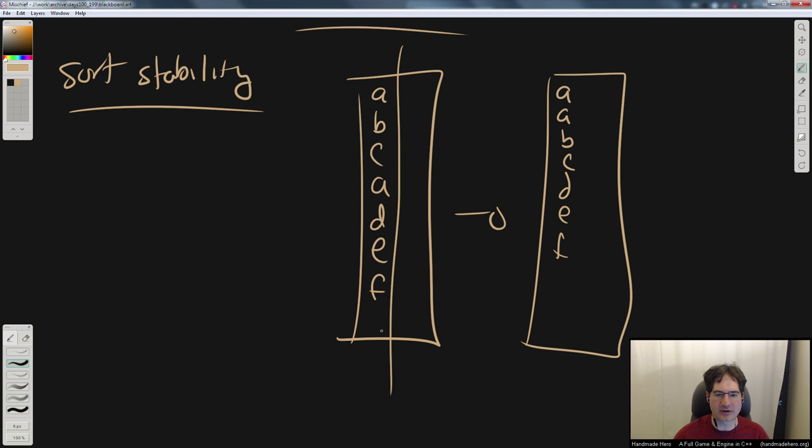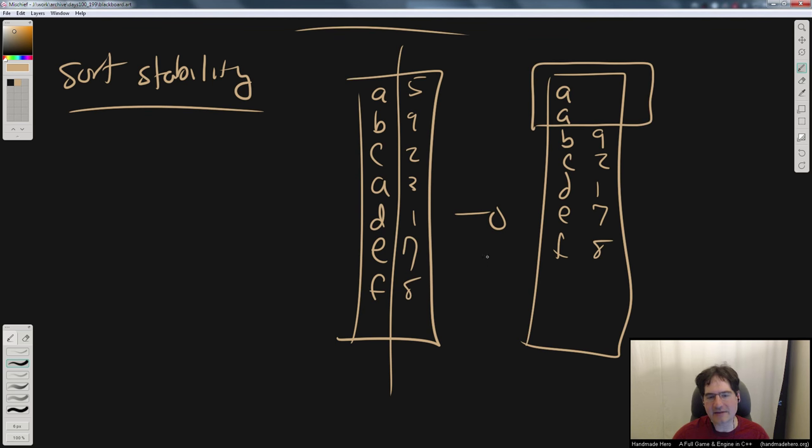Let's suppose there was something not in the sort key that's stored over here, right? So for each one of these elements, I have some number associated with them: 5, 9, 2, 3, 1, 7, 8, right? So the question is, well, for all these other guys, I don't care because I know there's only one order they can come out in: B, C, D, E, F. Right? So I know this is going to be the B that had the 9 in it, this is going to be the C with the 2, this is going to be the D with the 1, this is going to be the E that had the 7, this is going to be the F that had the 8. Right? But what order do the A's come out in?